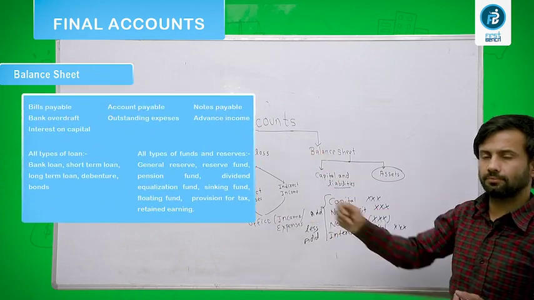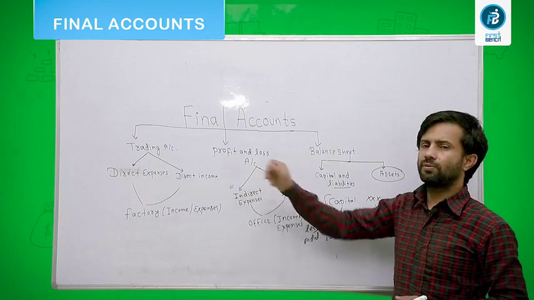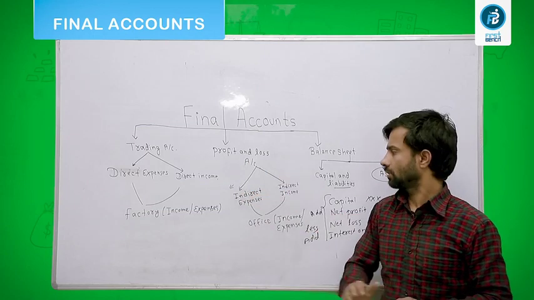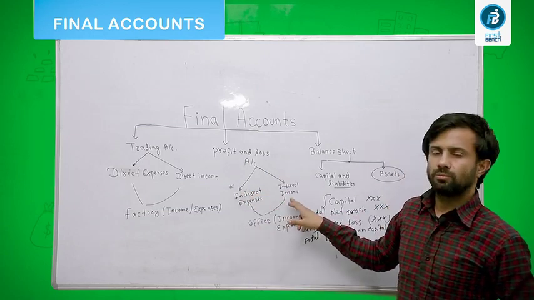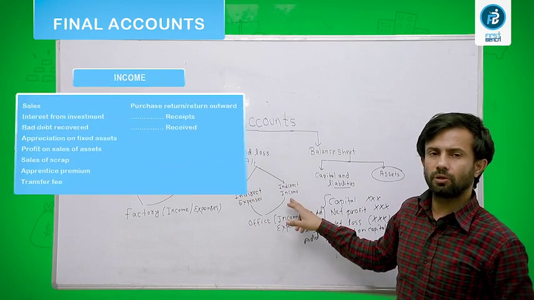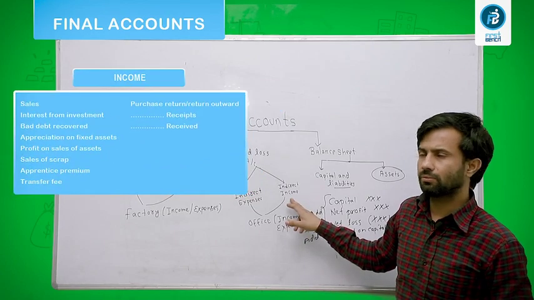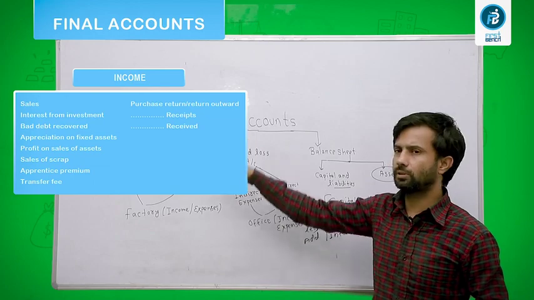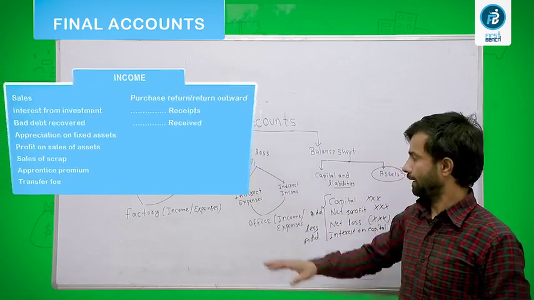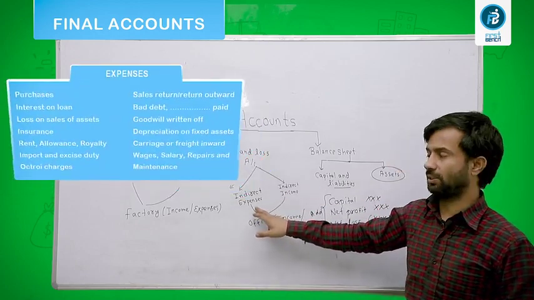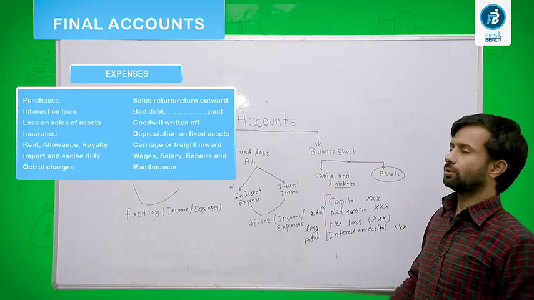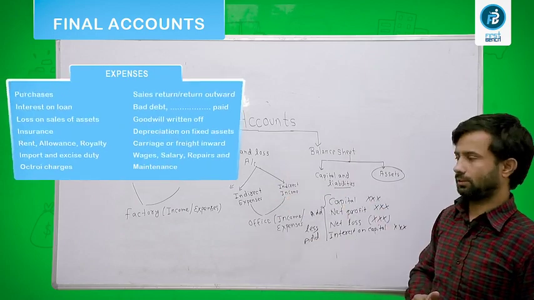You can see it. Okay, profit and loss account, and let's talk about income. Let's overview again the examples of income on the whiteboard so that you can recall it. And expenses, some examples of expenses. Okay, you can recall it on the whiteboard.